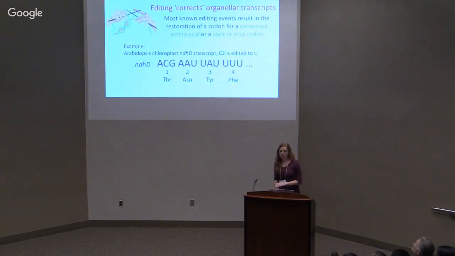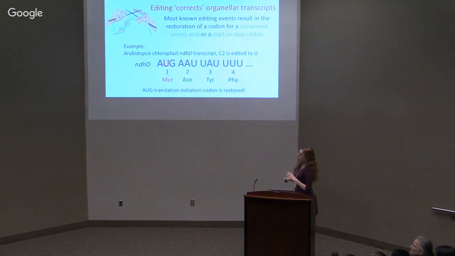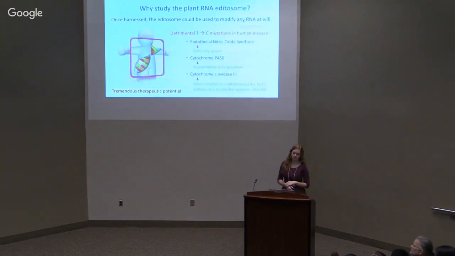Now, this process often results in some restoration of an amino acid or start or stop codon. A good example of this would be what you see here, the chloroplast indie ATP transcript, which is involved in ATP synthesis coupled electron transport, which is really, really important to the plant. Now, without C-to-U editing, the start codon would never even be translated correctly, and you wouldn't see any type of translation for this entire protein.